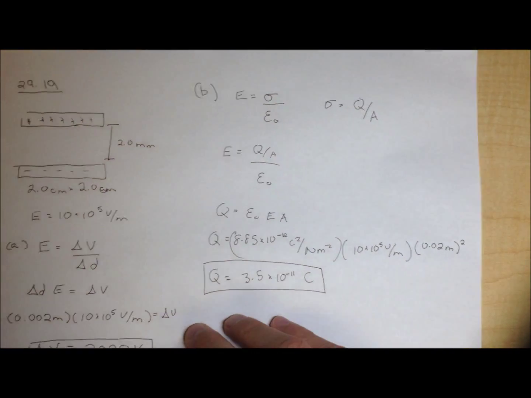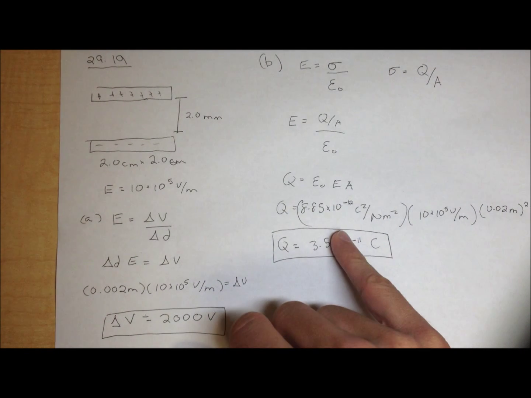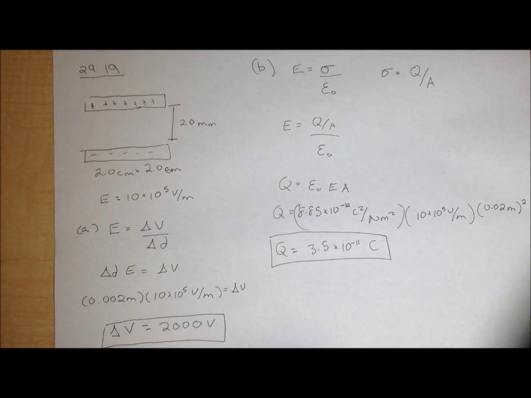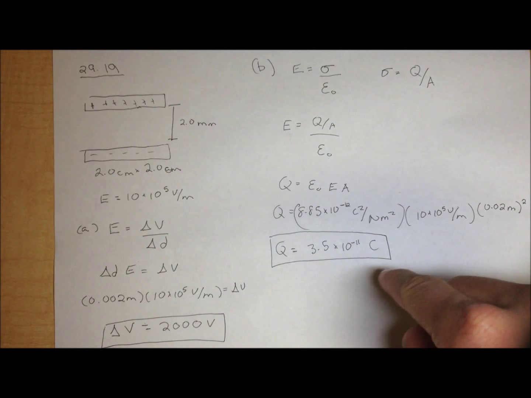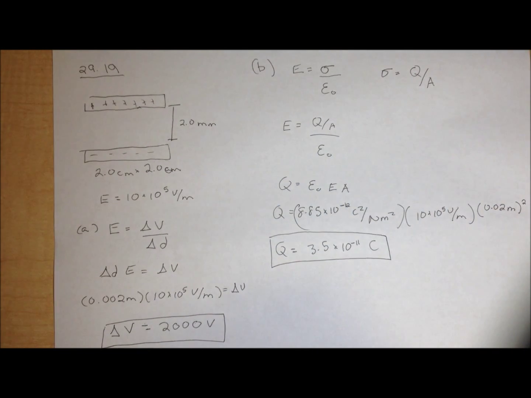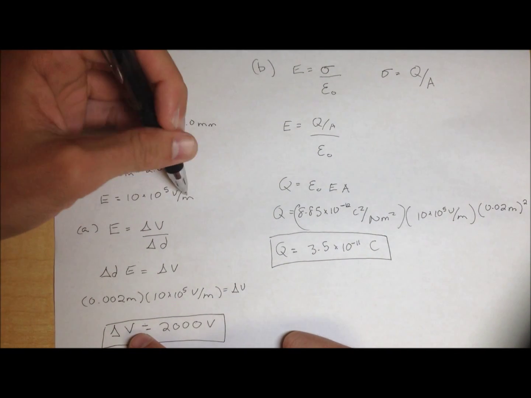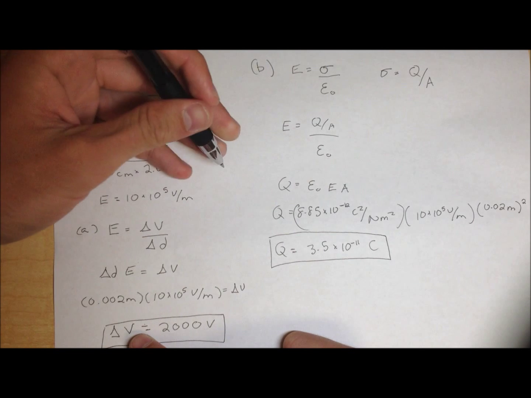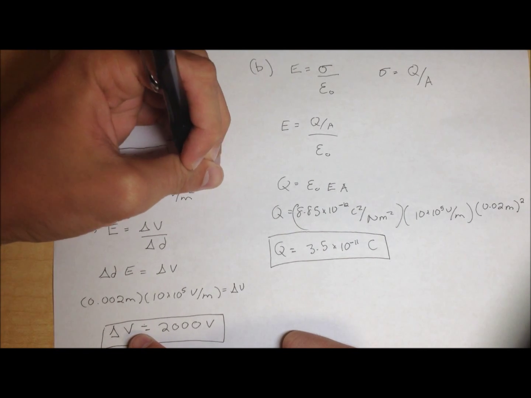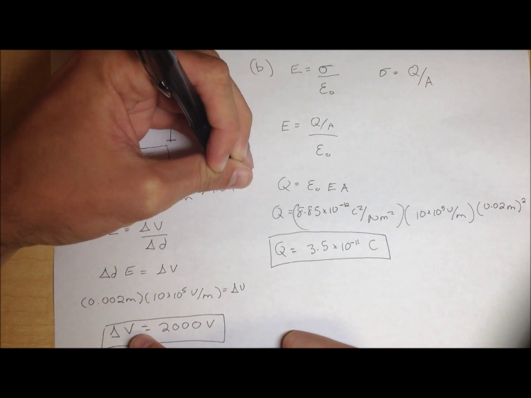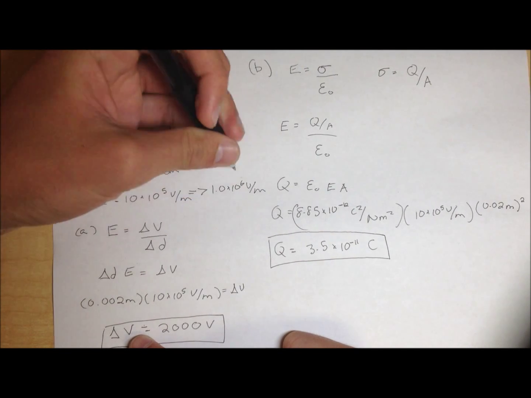So if you're looking at these answers right here, these two, and comparing them to what the answer key says, you notice that they're all off by 10. And I noticed that too, which kind of freaked me out at first. But then I realized that the book wrote the E as 10 times 10 to the 5th volts per meter. Now this isn't actually in scientific notation. That should be 1.0 times 10 to the 6th volts per meter.